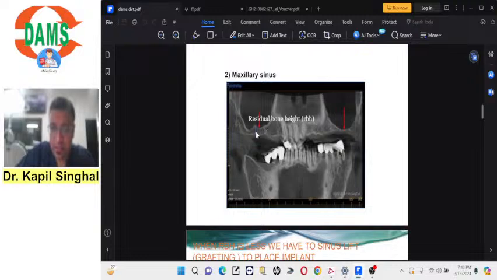Floor of the sinus ke niche jo bone hai, that is the bone that you need for placement of your implant. So if this height is less, we call this bone as residual bone height. So the bone between the floor of the maxillary sinus and the crest of the alveolar bone is known as residual bone height. So you need a bone of around 8 to 10 millimeters to place an implant.